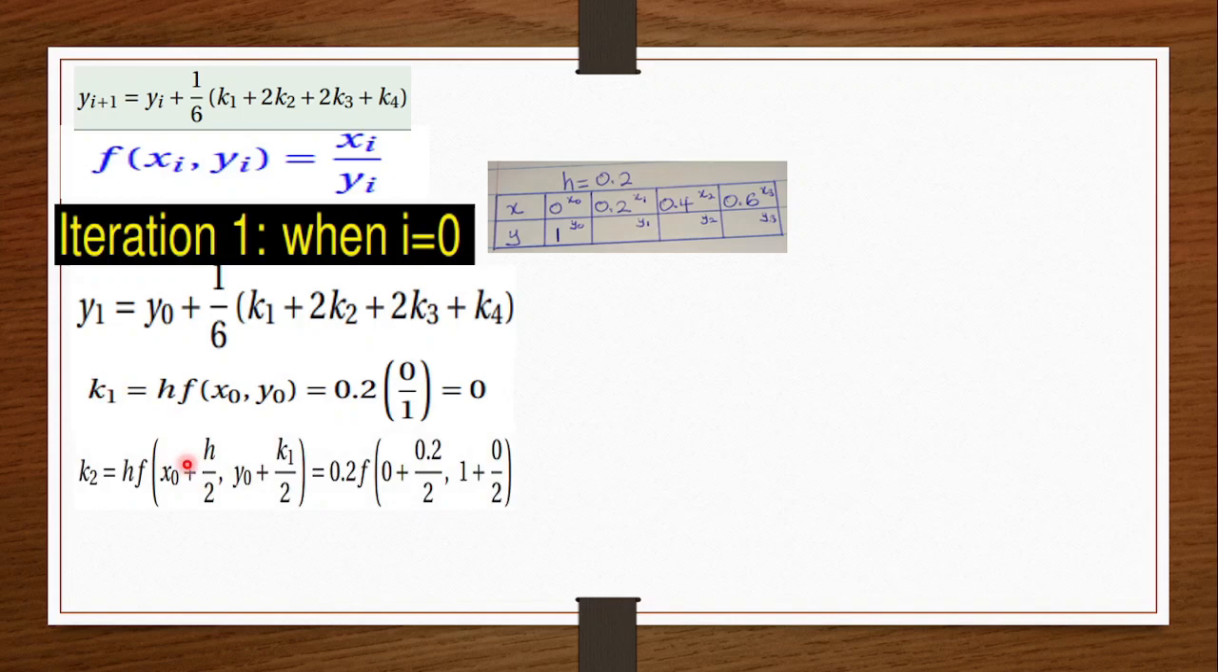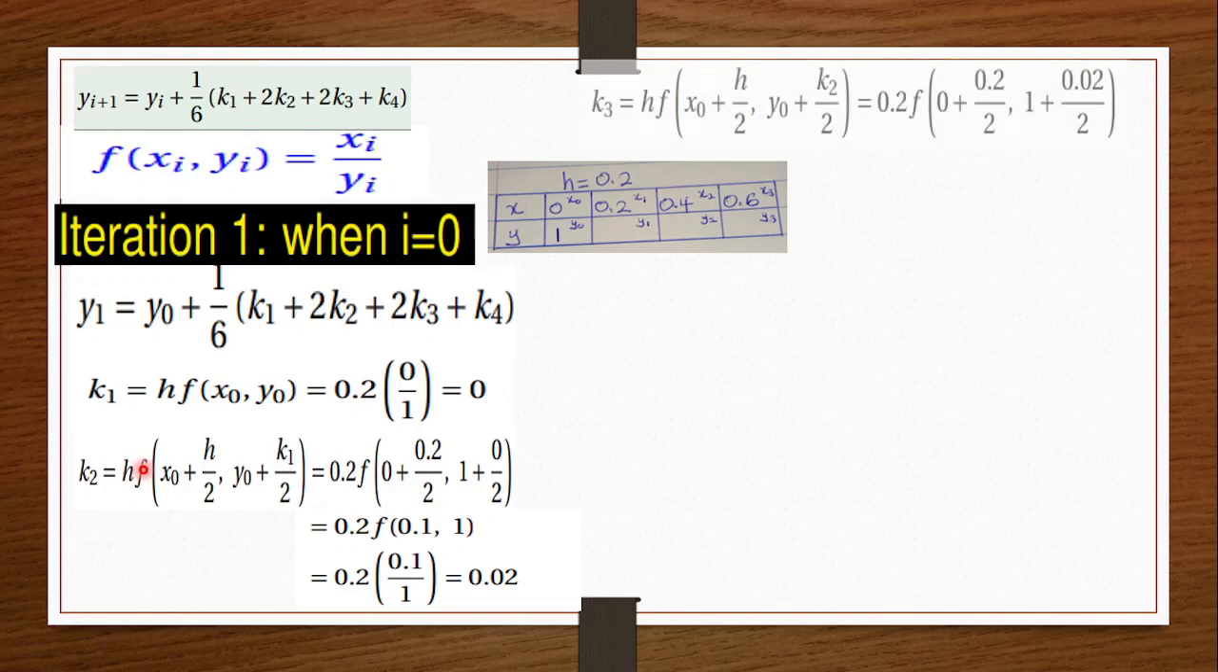Now for the k2 value, we use the k1 we have found. So we put k1 inside the formula here. Then we know x naught, and we know the value for h. So we can simplify that to get 0.2, then the function of these two values over here. So we simplify these two values, then we divide them to find the value for k2. The same thing, we simplify it to get 0.1 and 1. Then we use this formula here to find for 0.2 and this, and then finally we get our k2 value.